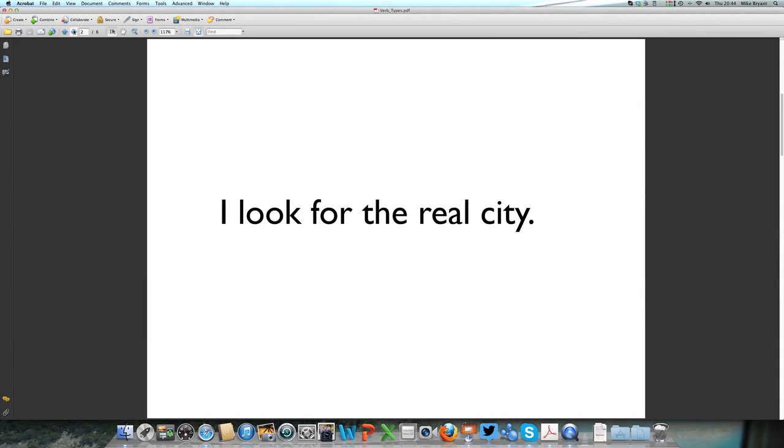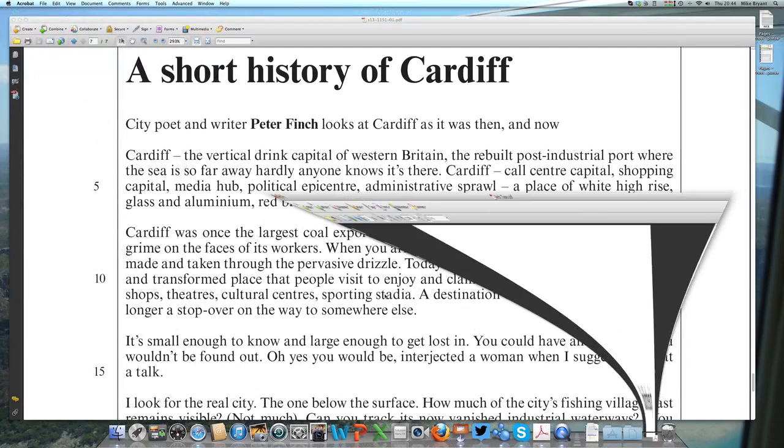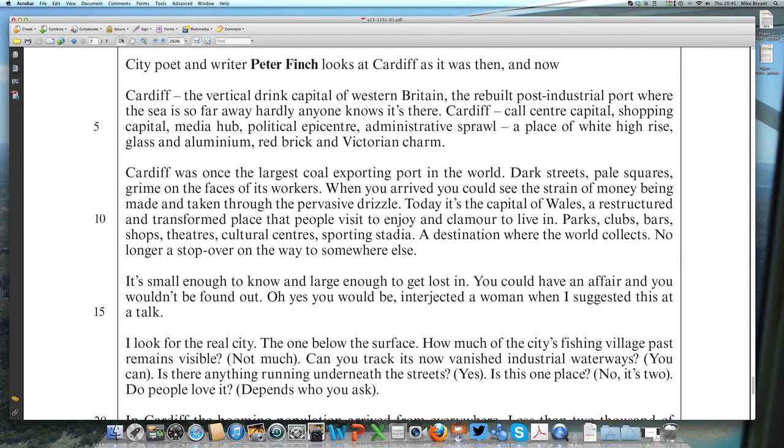In the last video, we looked at how sentences are constructed and how nouns and noun phrases are used as the basis of sentences. And so this video is looking at verbs and how they help to express the writer's meaning and attitudes. Now I've chosen to begin with the sentence, "I look for the real city." This comes in a section of the text when the writer is describing his everyday feelings and impressions about Cardiff as somebody who lives there.